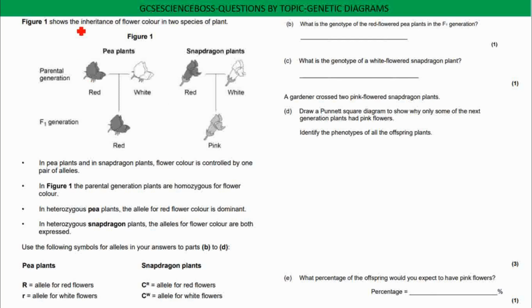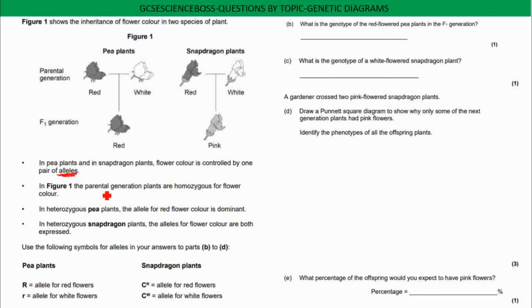Figure 1 shows the inheritance of flower color in two species of plant. So you have your pea plants here, you have your snapdragon plants here. In pea plants and in snapdragon plants, flower color is controlled by one pair of alleles. So you have to ensure that you know the definition for these terms before you do genetic diagrams. So remember that the chromosomes come in pairs, and those pairs are called alleles.